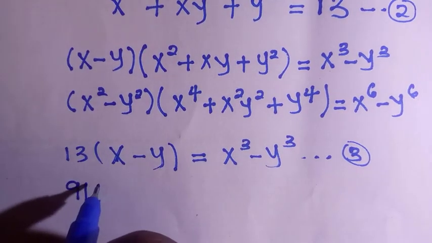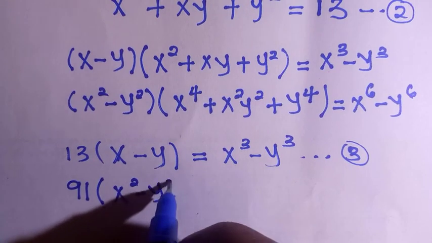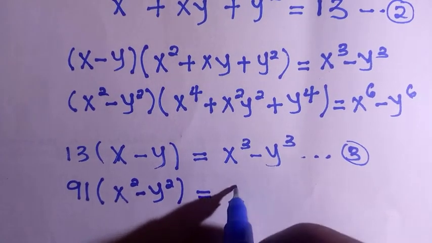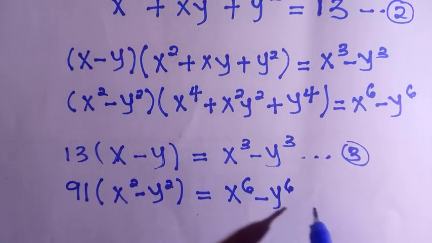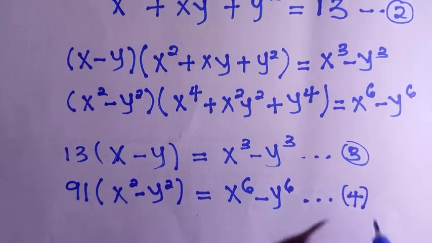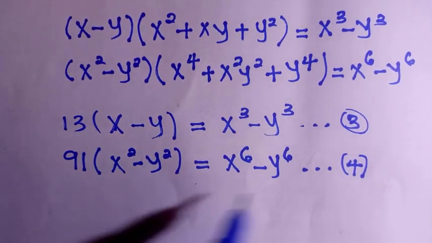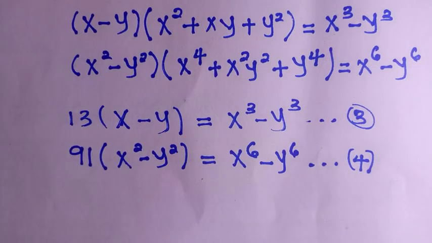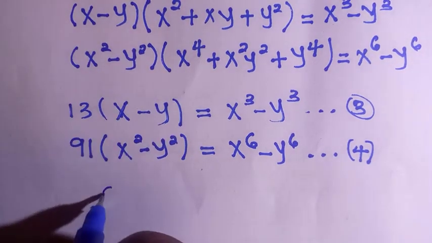For this we have 91 times (x raised to power 2 minus y raised to power 2). This equals x raised to power 6 minus y raised to power 6, and this is equation 4. So let's divide these two equations, I mean equation 3 and 4. We are going to divide equation 4 by 3.